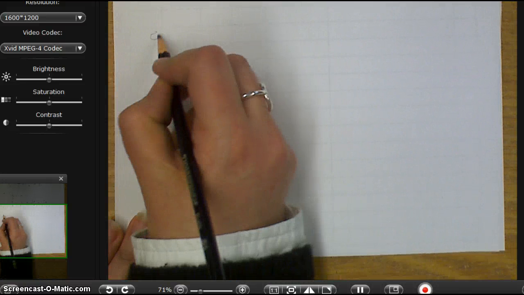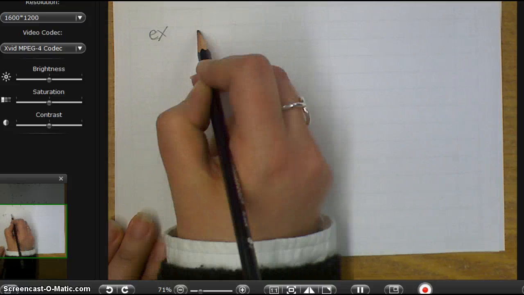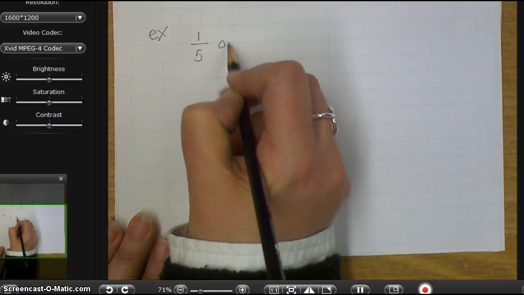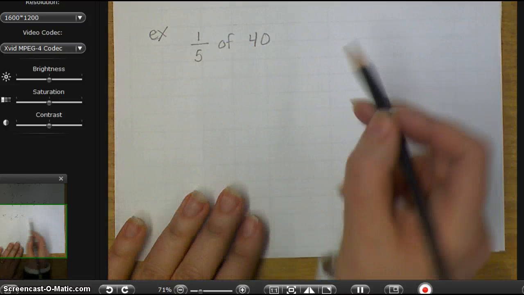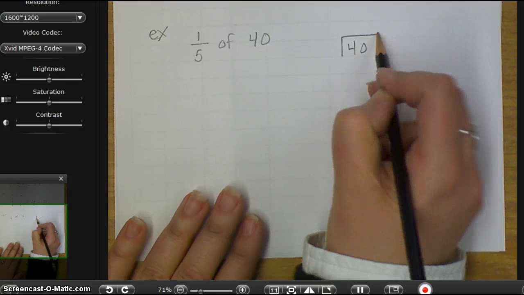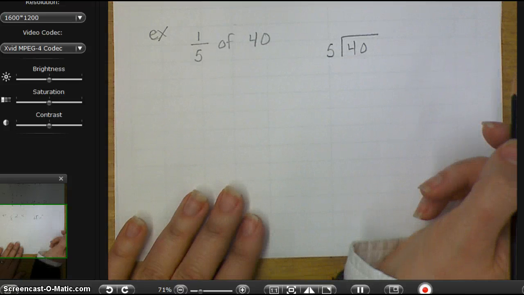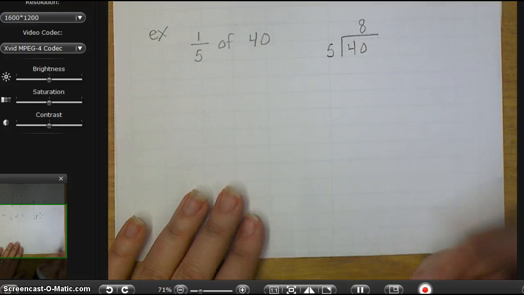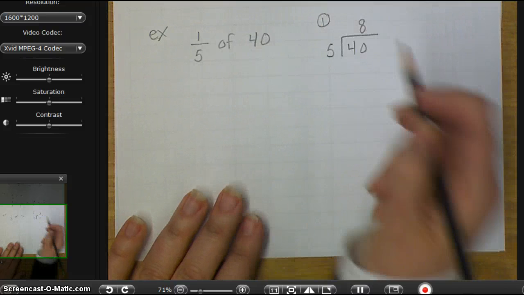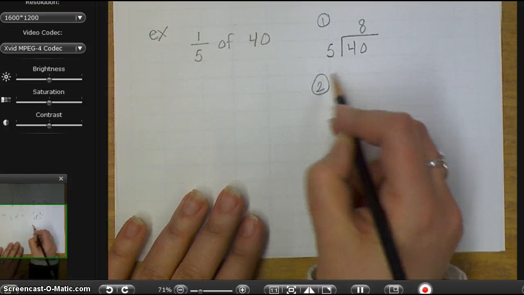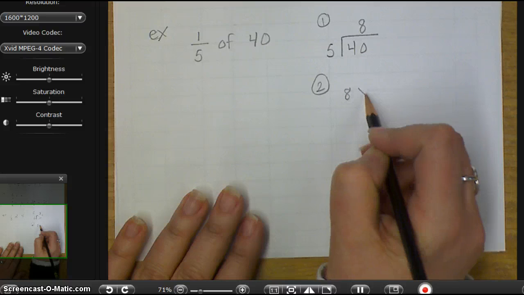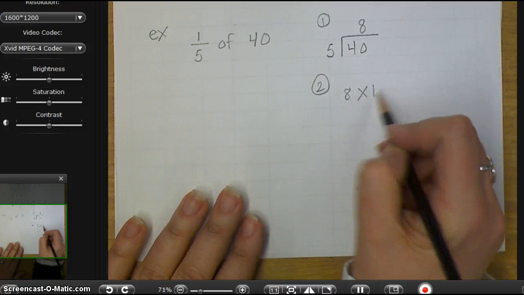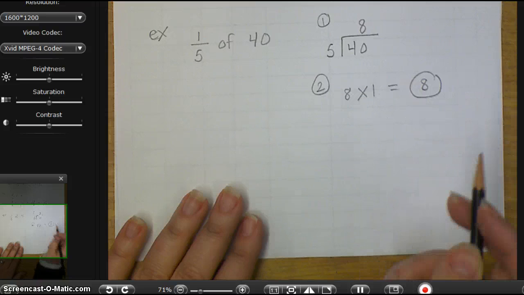Let's do it the second way. If I have an example that is written like this, 1/5 of 40, I'm going to take my whole number and divide it by my denominator. 40 divided by 5 equals 8. That is step 1. Step 2 is I take my quotient, 8, and multiply it times my numerator of 1, and my final answer is 8. 1/5 of 40 equals 8.